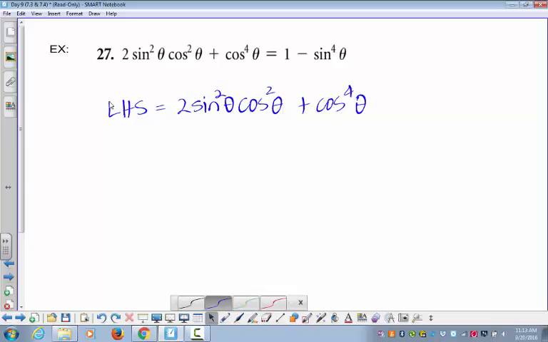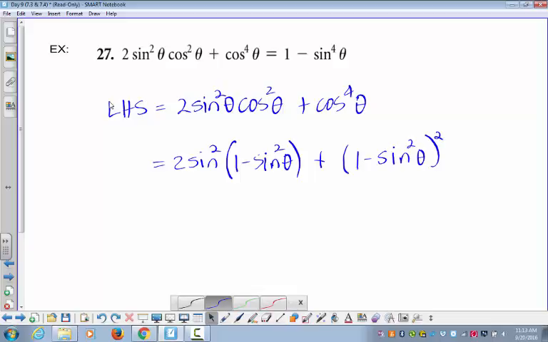Let's do it that way. Let's go ahead and say, hey, let's get rid of all the cosines. Let's turn all the cosines into sines. So cosine squared is 1 minus sine squared. So that goes there. And then cosine to the fourth is cosine squared times cosine squared. So that's going to be 1 minus sine squared, all squared.